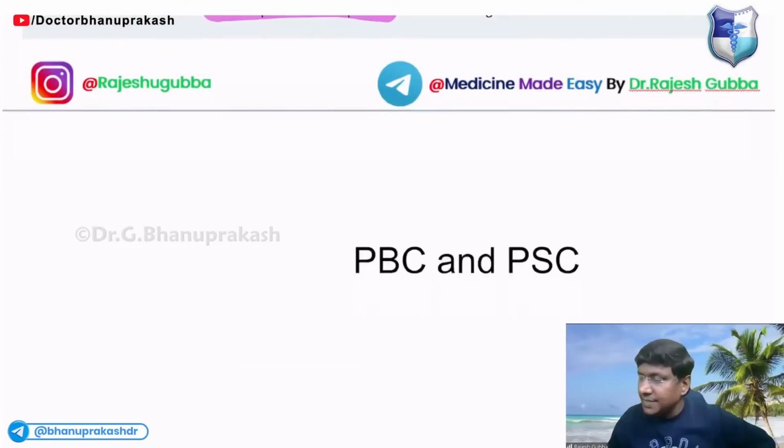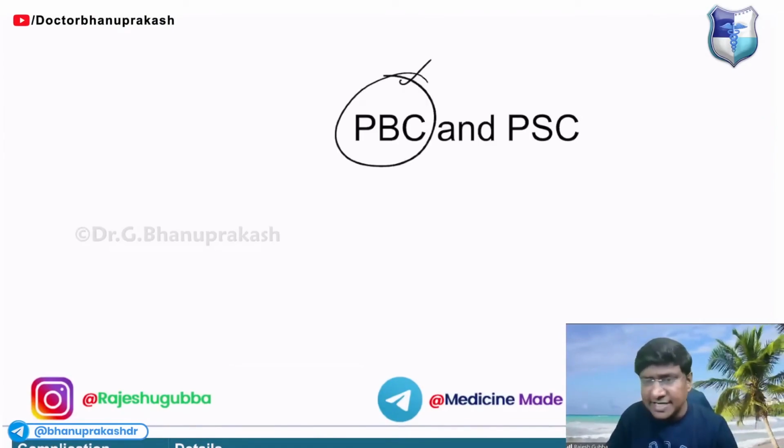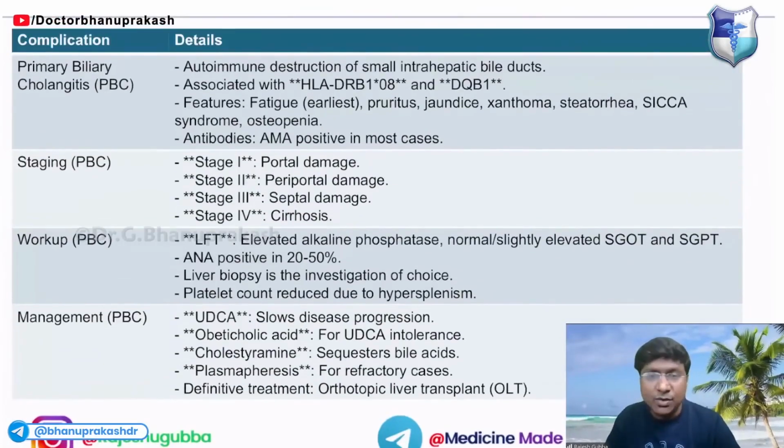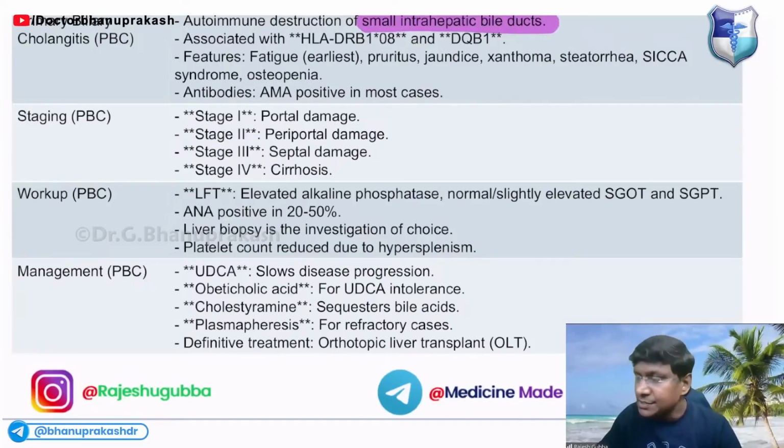Done? Now, the next two important topics are primary biliary cholangitis as well as primary sclerosing cholangitis, right? These are the two next topics. So first let me discuss primary biliary cholangitis, followed by primary sclerosing cholangitis. Now, if you take primary biliary cholangitis, let me tell you, it's an autoimmune condition and there is damage to the bile ducts. Which particular bile ducts are affected? Mainly the small intrahepatic bile ducts are damaged, right?